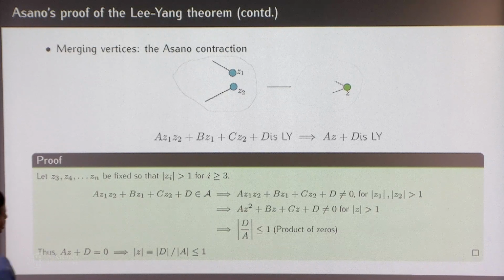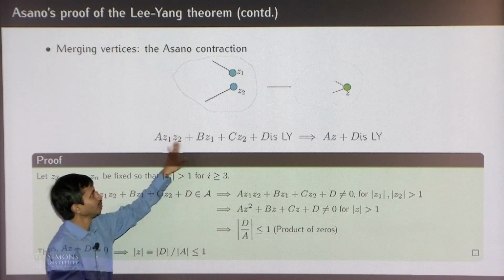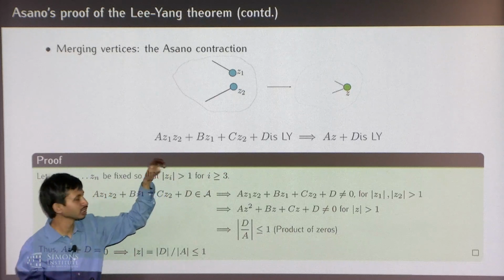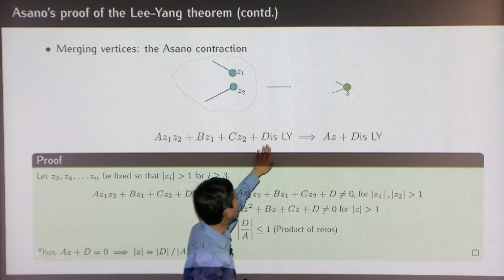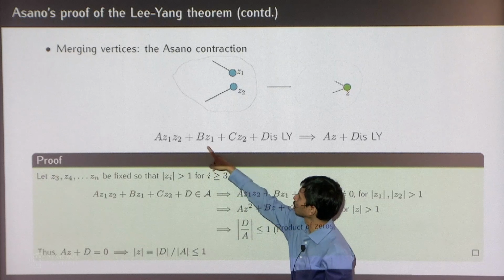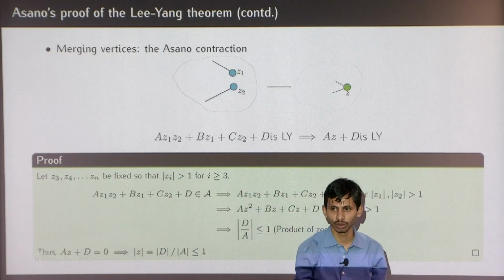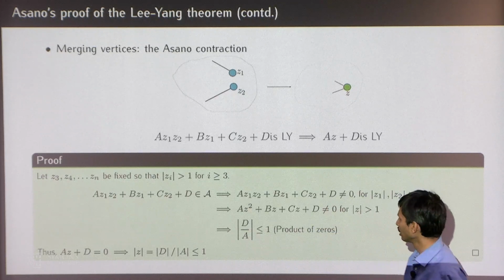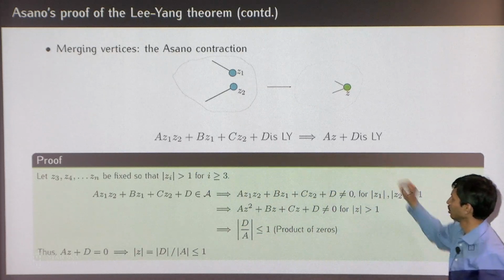So what that corresponds to is something like this: the original partition function, if I just look at the variables here, and a, b, c and d are polynomials in the other variables corresponding to the other vertices, then I'm going from the polynomial a z1 z2 plus b z1 plus c z2 plus d to a z plus d. So why is that? These terms correspond to those configurations in which these vertices have different spins. But that is not going to be allowed if I'm going to collapse them. So only those configurations survive where the two vertices have the same spin. So only this and this survive, and so you get to this.